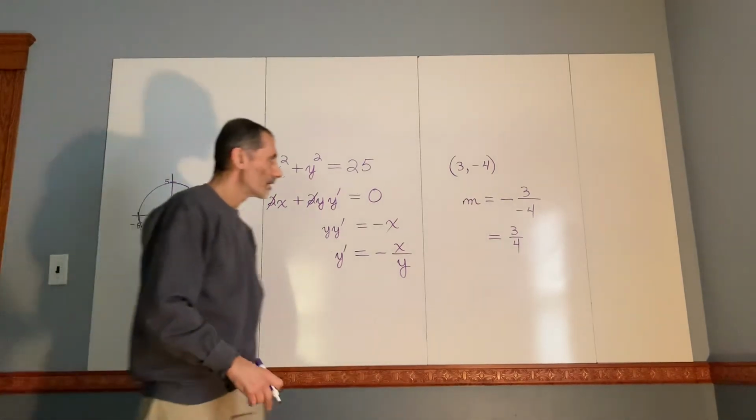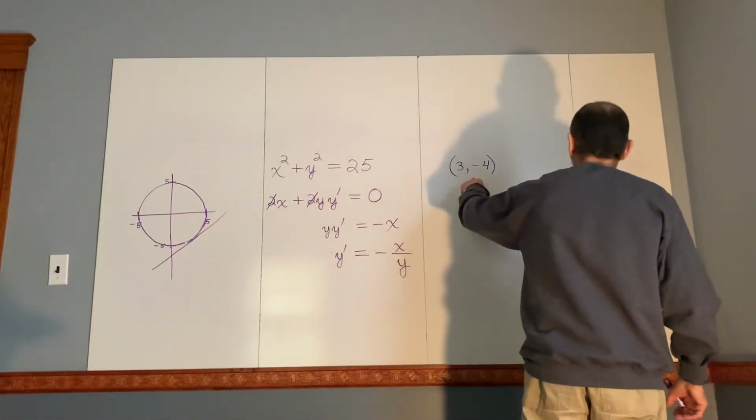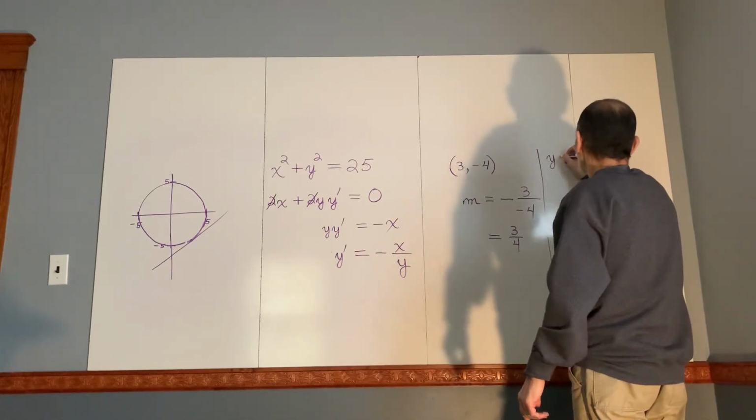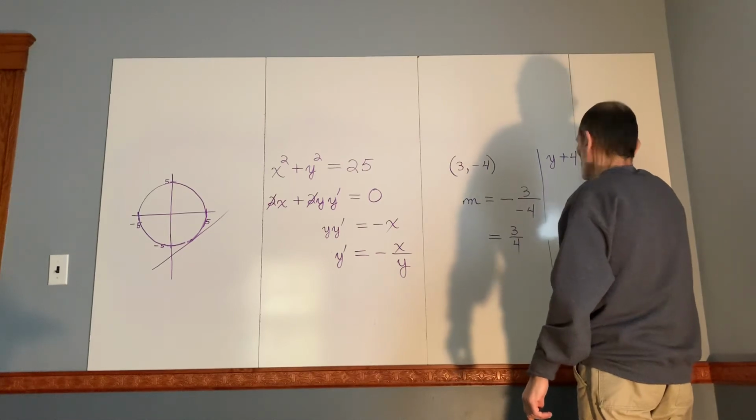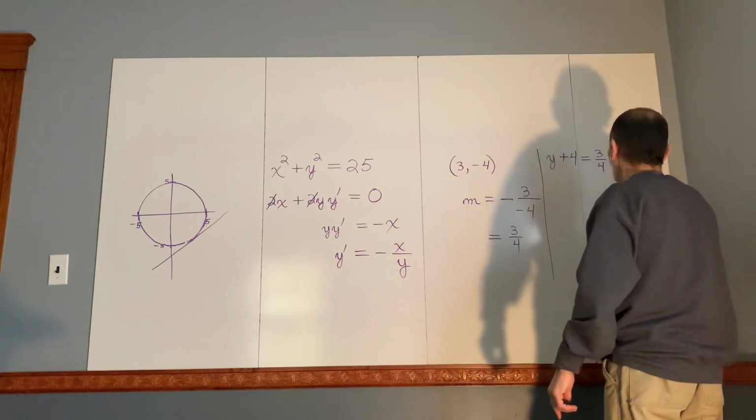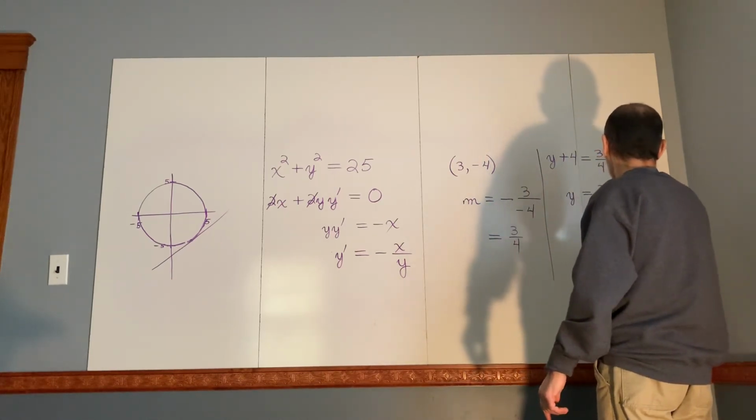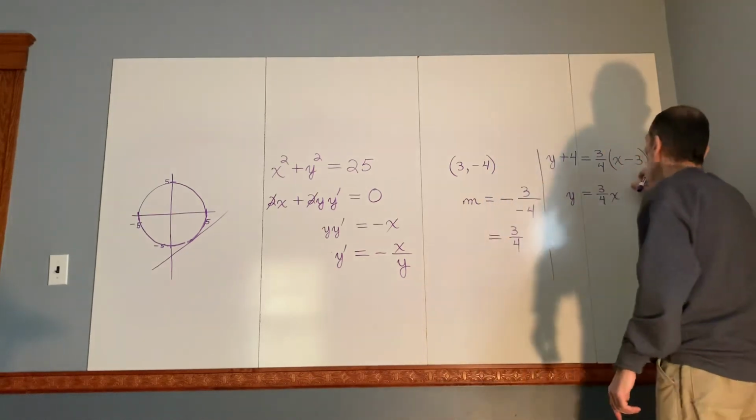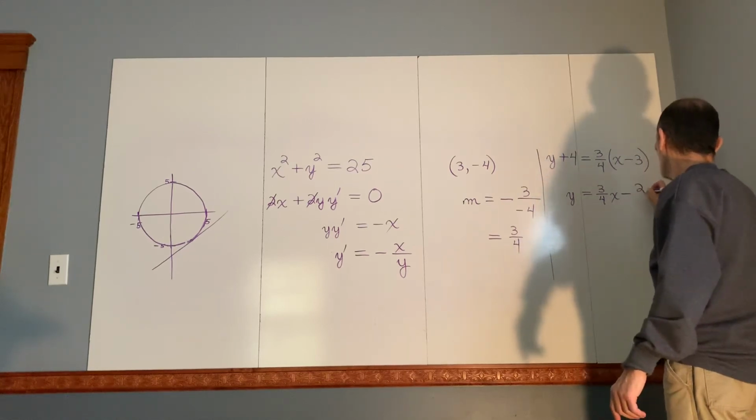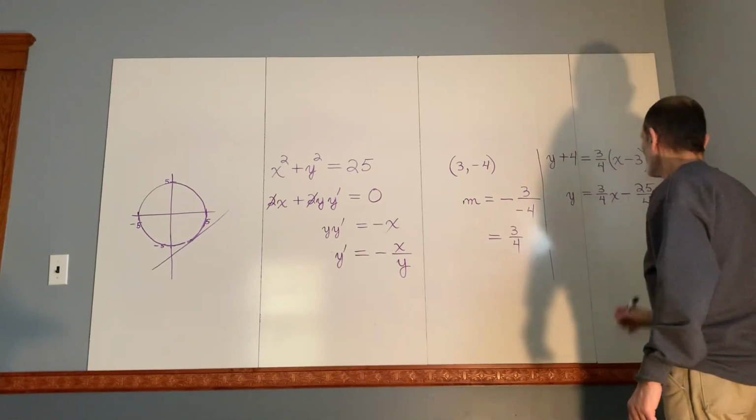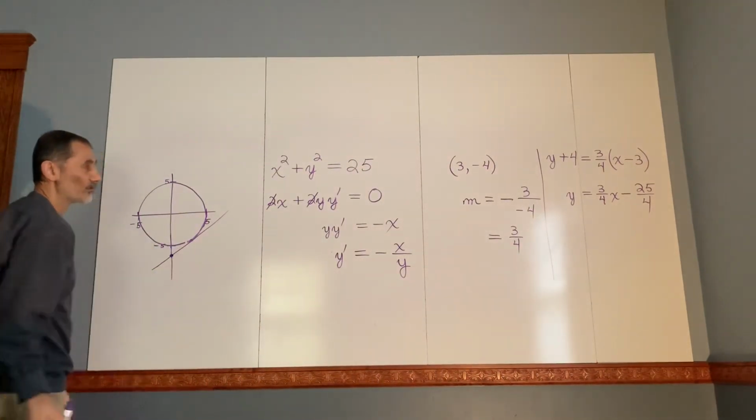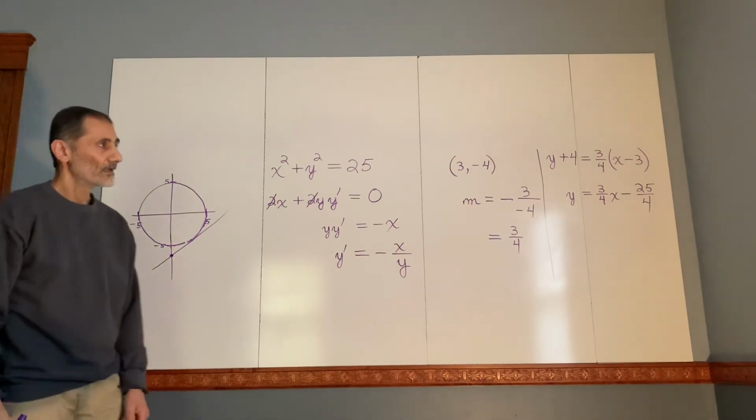Well, we know the slope and we know the point. So y minus negative 4, so y plus 4, equals 3/4 times x minus 3. So y equals 3/4 x minus 9/4 minus 4, which is 16/4, so minus 25 over 4. That is negative 6 1/4. Again, looks like a perfectly reasonable answer.